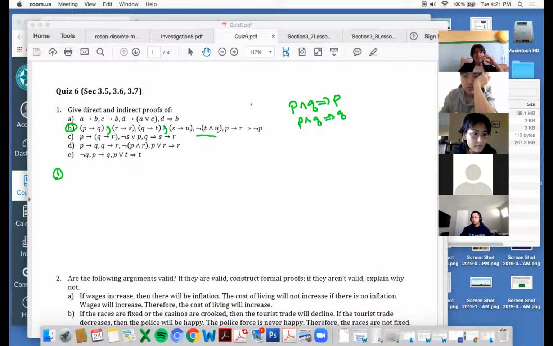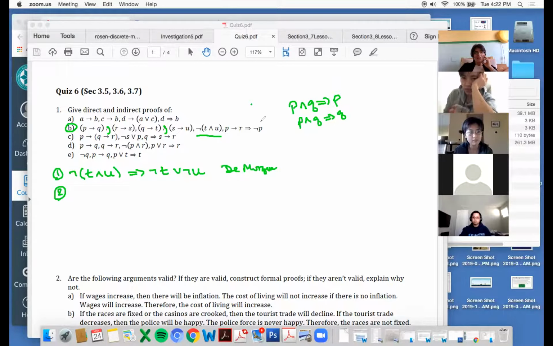So let's start with this one just because it's different. So we're going to say not (T and U). This is going to turn into not T or not U by De Morgan. Okay. All right, let's see what I can do with it. So my goal is, there are so many of them, all of them are conditionals, and what I'm trying to get at the end is a not P.